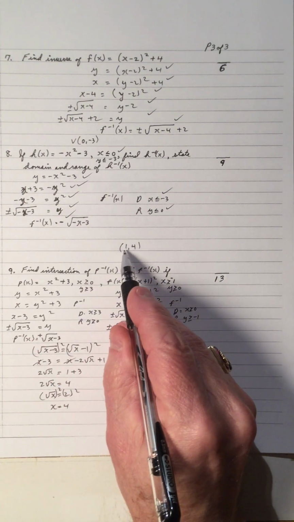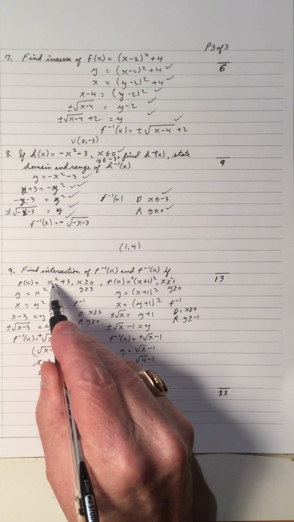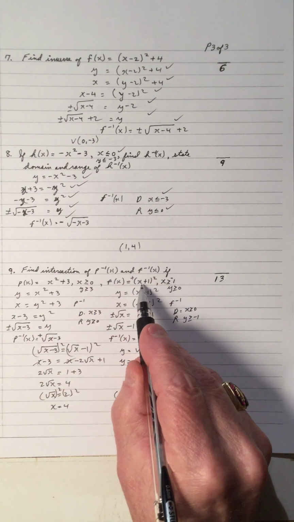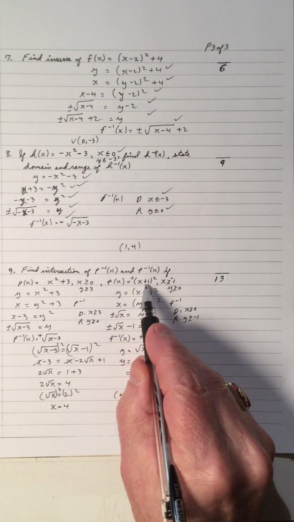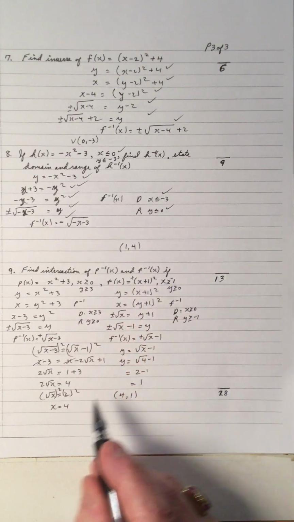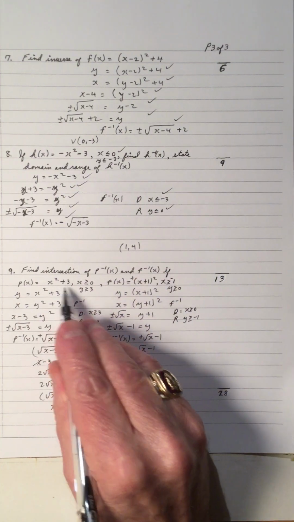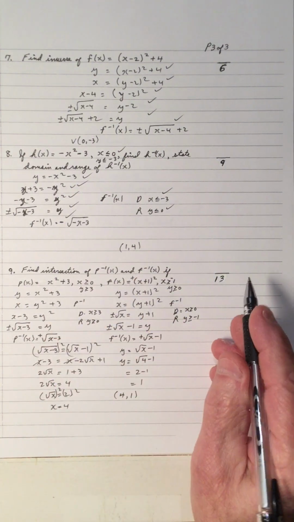So let's check. x is 1. Put a 1 in here. 1 squared is 1, plus 3 is 4. Put a 1 in here. 1 plus 1 is 2, and 2 squared is 4. So this switched ordered pair makes p of x and f of x true also.